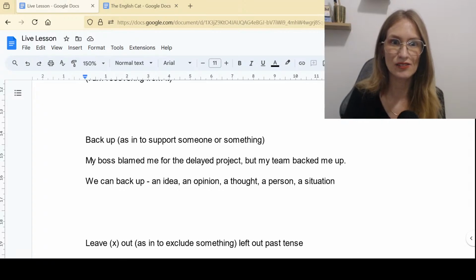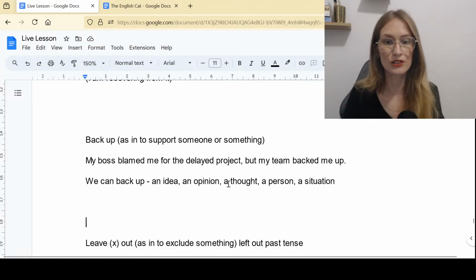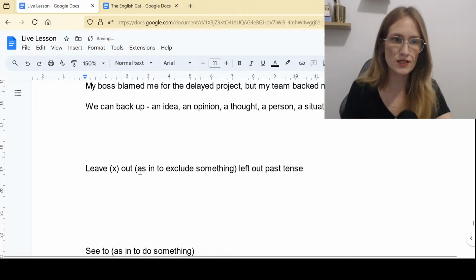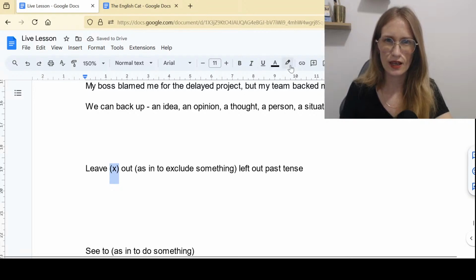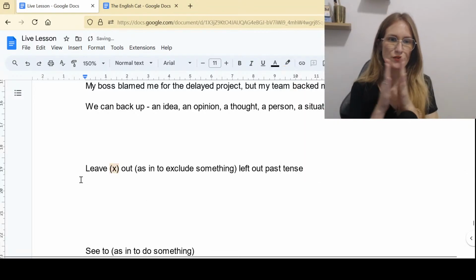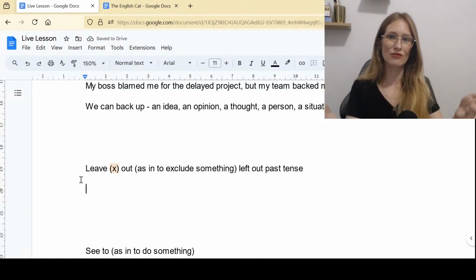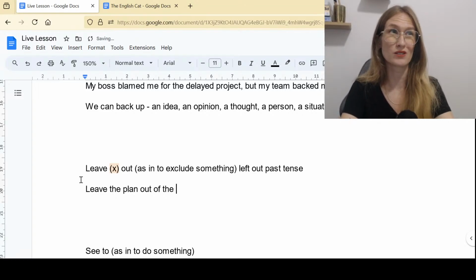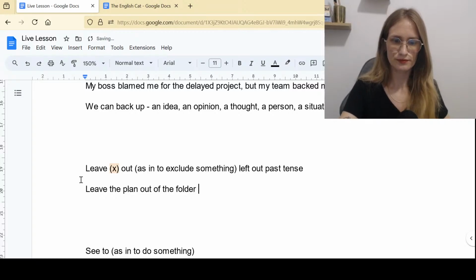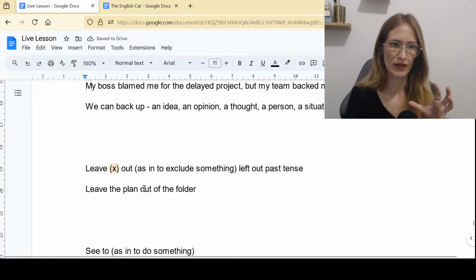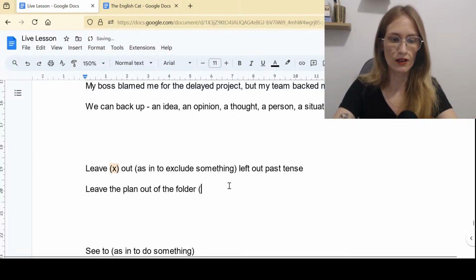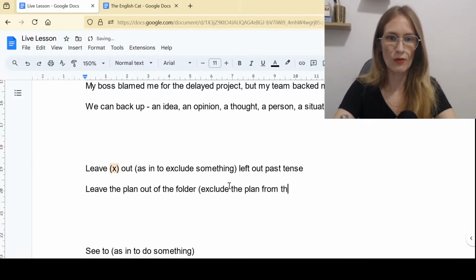Our next one, leave out, as in to exclude something, or left out, past tense. Now I've put this one in here because it is often separated. You see here, I've got the cross because it's often separated. So if I said to you, leave out the plan, it makes more sense. But if I said to you, leave the plan out of the what? Out of the folder. Maybe this might confuse you because we've got the plan in here. But all this means is exclude the plan from the folder.